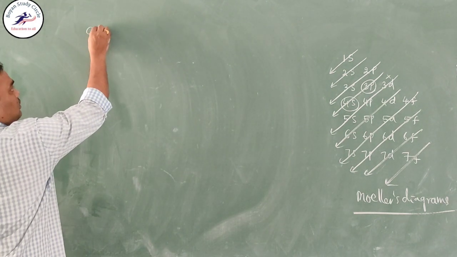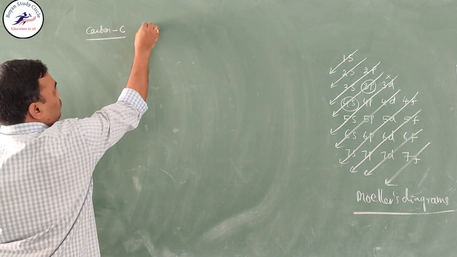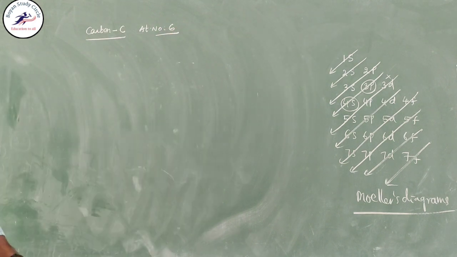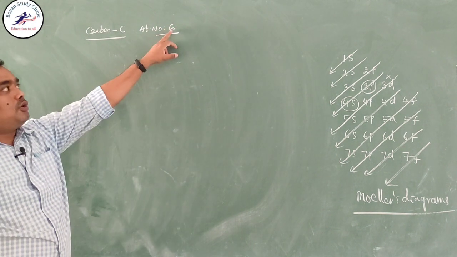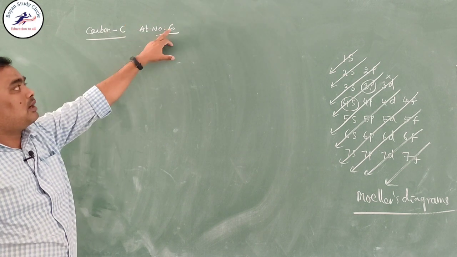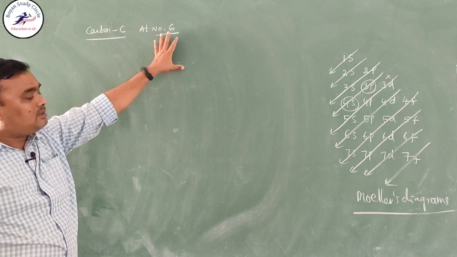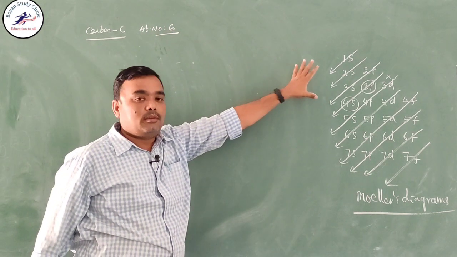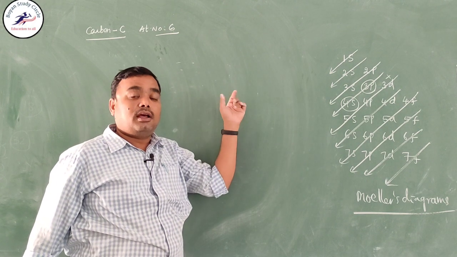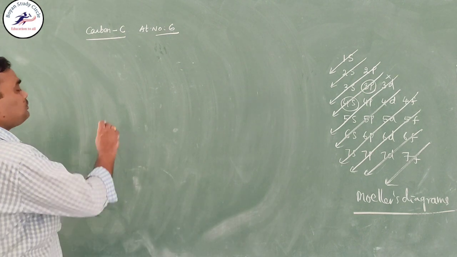For example, you can take carbon, whose atomic number is 6. You know that the number of electrons is equal to the atomic number. So in carbon, how many electrons are present? 6 electrons. Now you have to distribute these 6 electrons into main shells, subshells and orbitals according to the learned principles: Aufbau rule, Hund's rule and Pauli's rule, right.